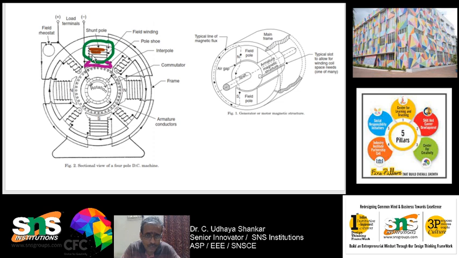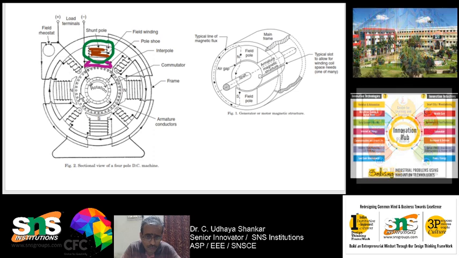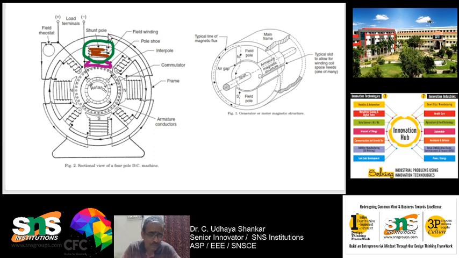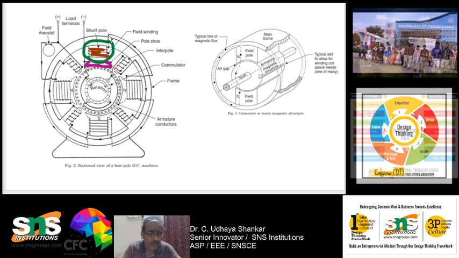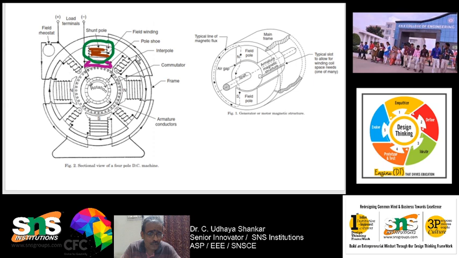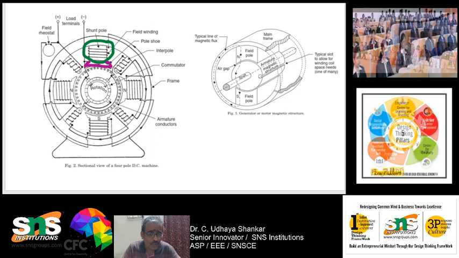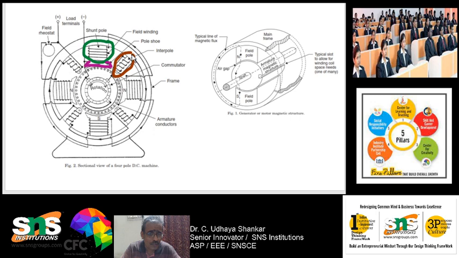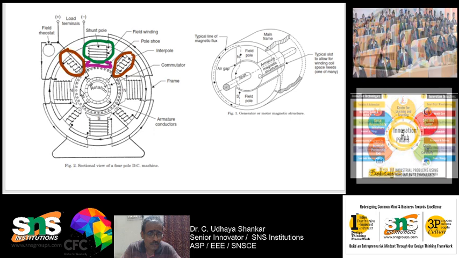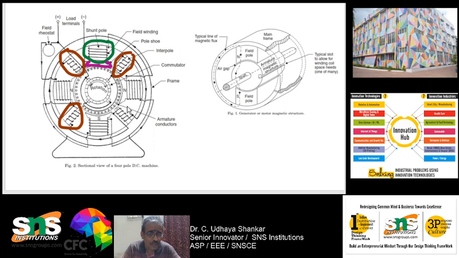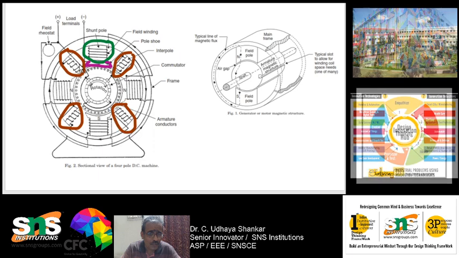Each and every machine will have all these things. Here, how many poles are there? 1, 2, 3, 4. Four poles are there. The number of poles should be even, in order to generate a uniform air gap. Now you can see something in between. Here one pole is there, here also one pole, here also, and here also one pole. So, there are four normal poles and four interpoles.